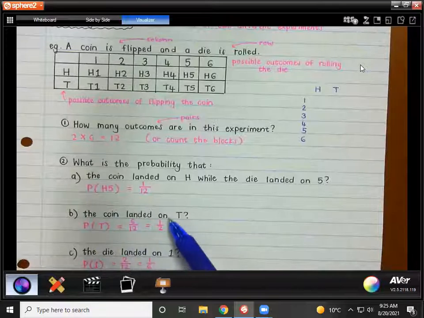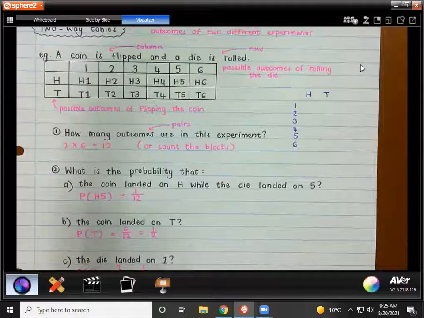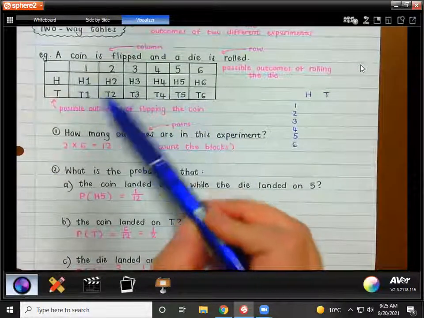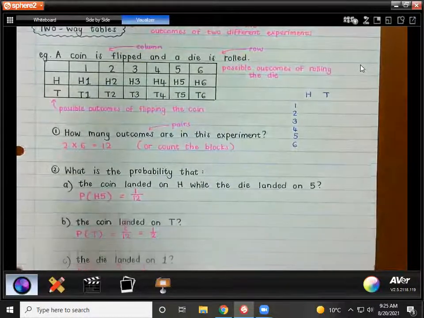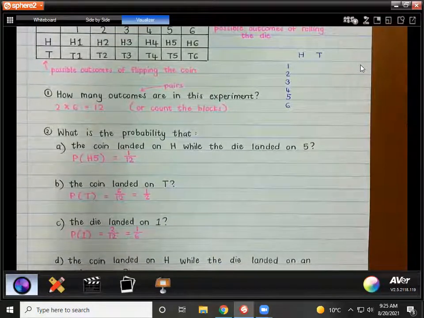Sure. Next one. The coin landed on tails. What's the probability that the coin landed on tails? How many blocks are there with tails in those blocks? 6. Out of how many blocks in total? 12. So 6 over 12. And if you simplify that, that's a half. And guys, isn't that the probability of a coin landing on tails anyway? Is a half. All right, so it does work.